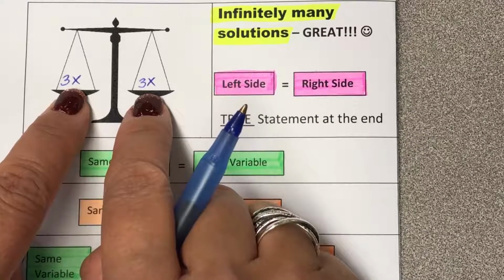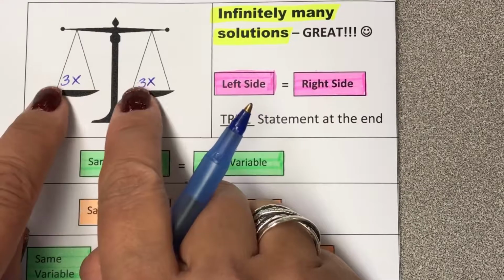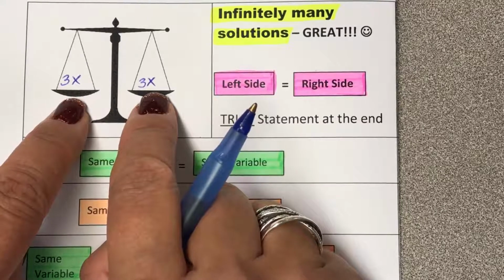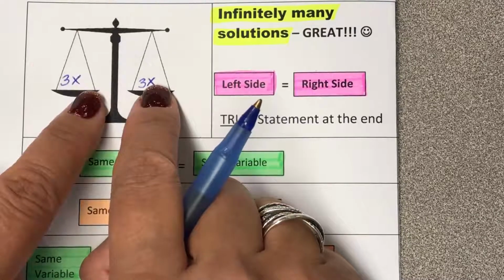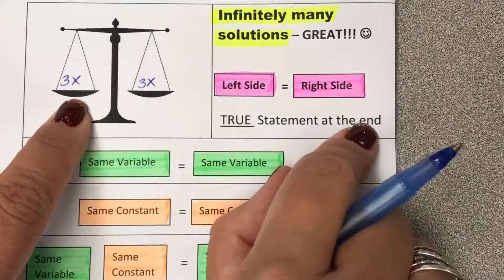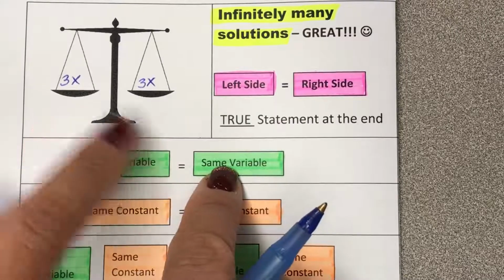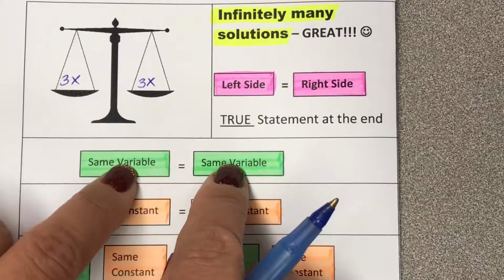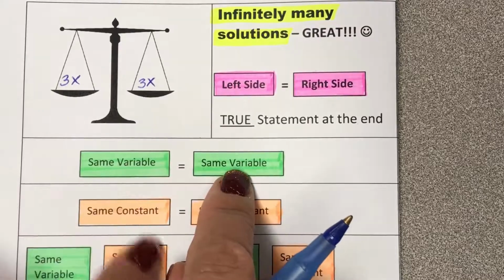What if I plug in 4 instead of x? 4 times 3 is 12, and 12 equals 12. That works. What if I plug in 5 instead of x? 5 times 3 is 15, and 15 equals 15. That works. True statement at the end. So if you have a variable term and it equals the exact same variable term, that equation has infinitely many solutions, because any number replacing the variable will equal the same number.